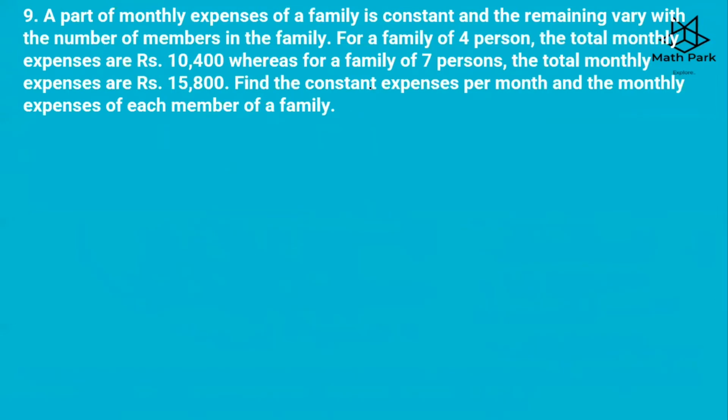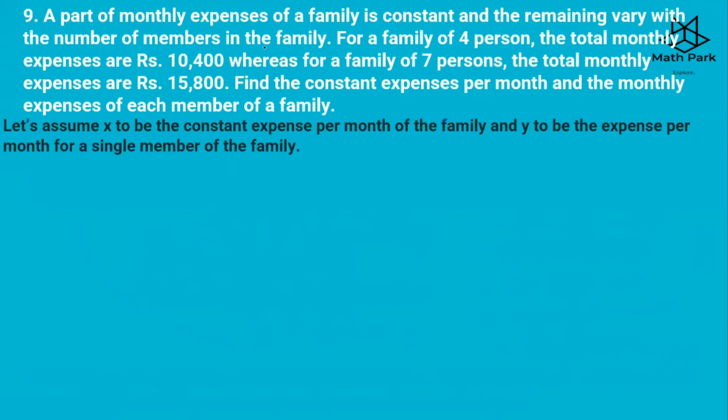So the fixed monthly expenses we take as x. The constant expense, which is fixed, like for example, rent is constant, right? The rent is constant, so that becomes a constant. And the per month requirement for a family member differs. So how much differs according to the family. Every family has different expenses. So we take y as the expense per month for a single member of a family.